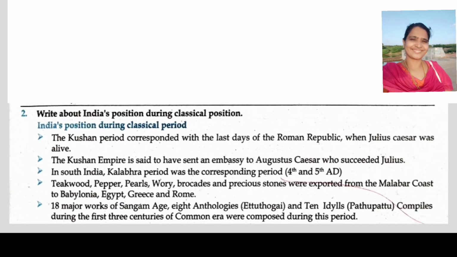In South India, the Kalabhra period was the corresponding period. 4th and 5th AD, teakwood, pepper, pearls, ivory, brackets, and precious stones were exported from the Malabar coast to Babylonia, Egypt, Greece, and Rome. 18 major works of Sangam Age, 8 anthologies, 8 Thugai, and 10 Pattupattu, compiled during the first 3 centuries of Common Era, were composed during this period.